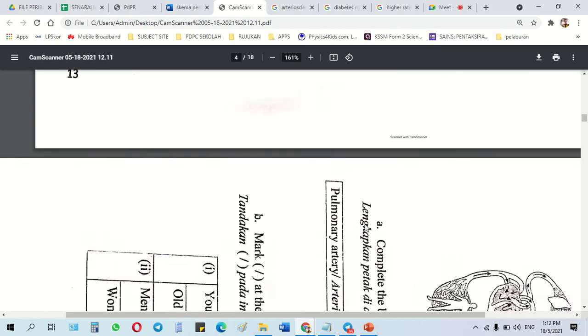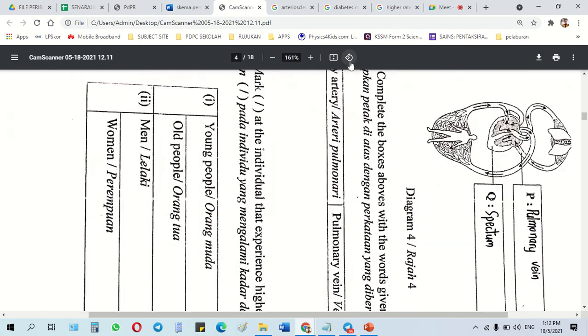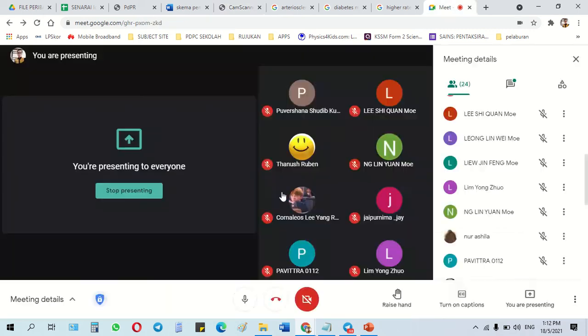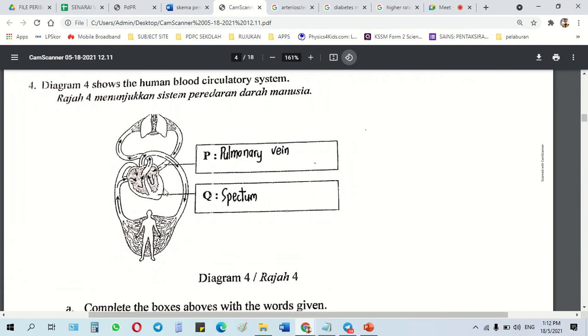Alright, next. Okay, number 4. So this show the human blood circulatory system. So what is P and what is Q? Q is easy, septum. Saya rasa semua orang tahu sebab this part tebal. Kalau di tick tu tadi septum lah. Okay. And then, so what is this?